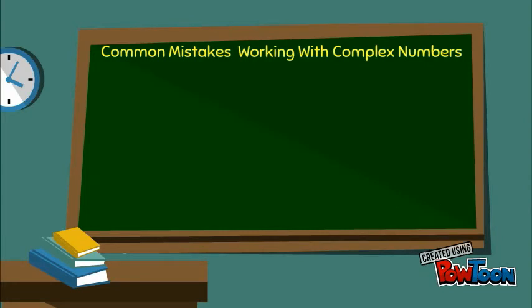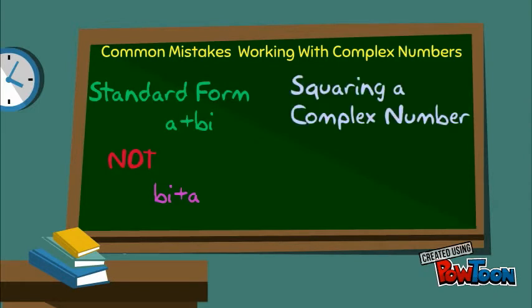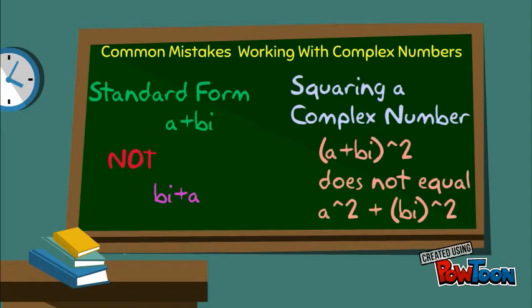Now, on to some common mistakes students make when working with complex numbers. First of all, standard form is a plus bi, not bi plus a. And when squaring a complex number, you cannot simply distribute the square to both parts. Rather, you should treat the complex number more like a binomial.